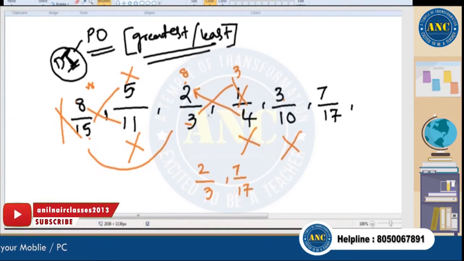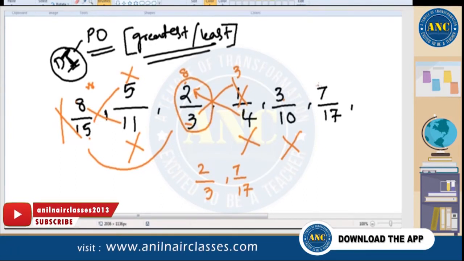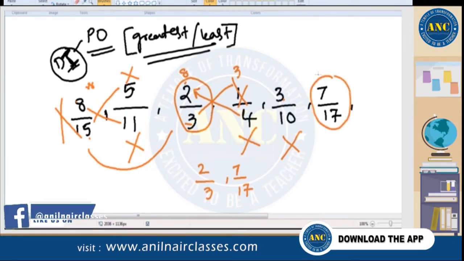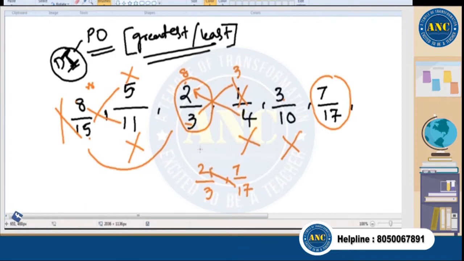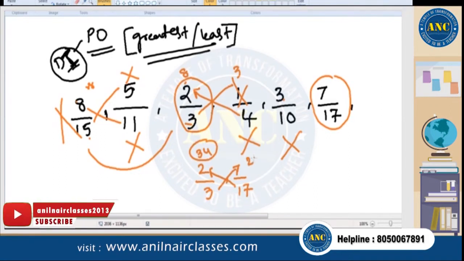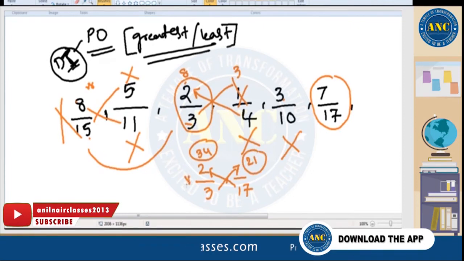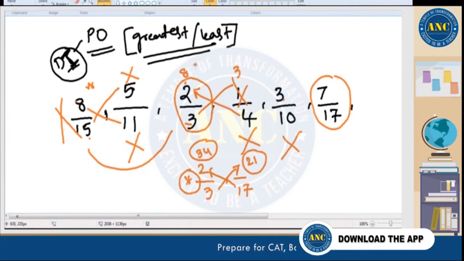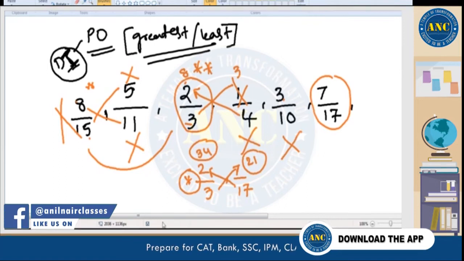7 by 17. We are left with only two ratios, 2 by 3 and 7 by 17. Actually this also needs no working out. 17 2s are 34, but 3 7s are only 21. So which one is greatest, sir? 2/3 is greatest, sir.